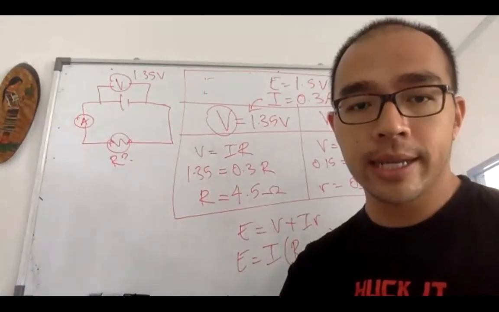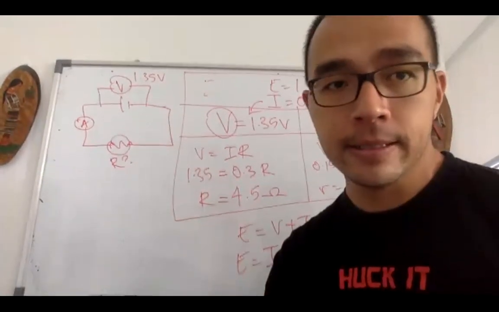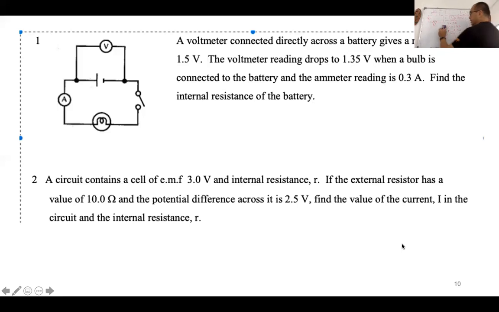Let's try the second question now. A circuit contains a cell of EMF 3 volts and internal resistance. It doesn't tell us anything other than the EMF. Then the external resistor has a value of 10 ohms.